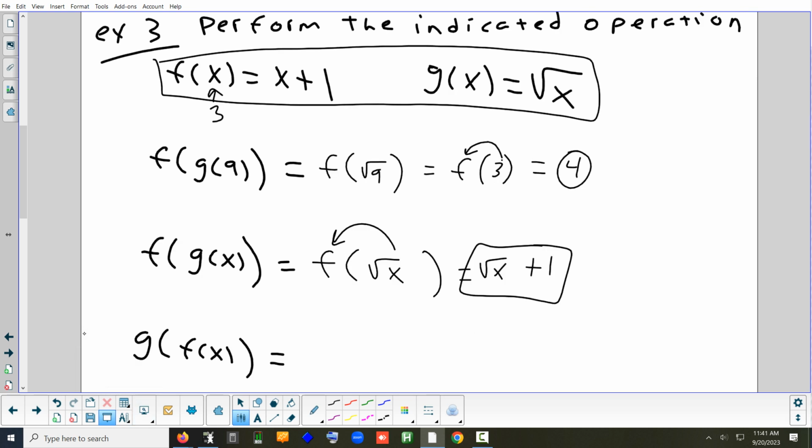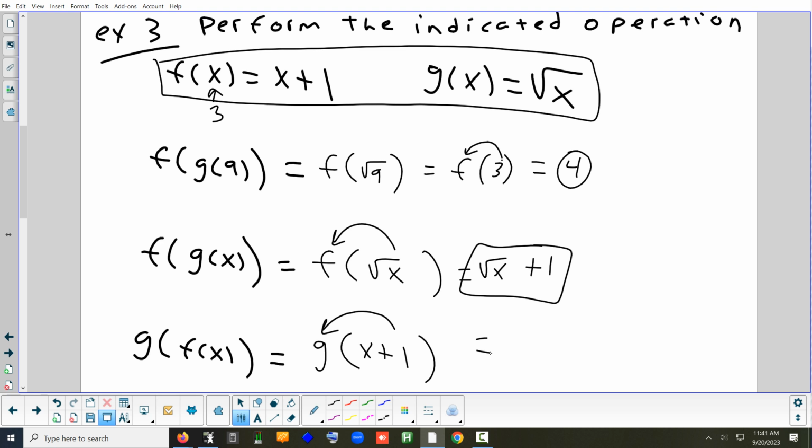Okay. How about the other way? g of f of x. What's f of x? x plus 1. So now in function g, replace every variable with an x plus 1. What would you get if you did that? Yep. Square root of x plus 1. So same thing I got right here?